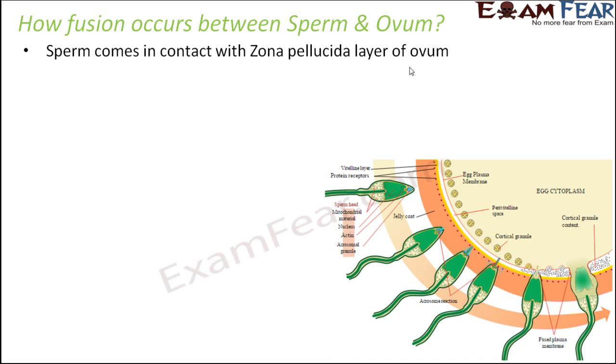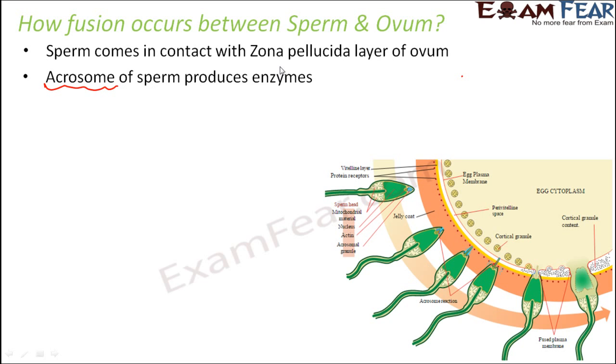Now, typically what happens is the sperm comes in contact with the zona pellucida layer of the ovum. You remember the outer protective layer of the ovum, the zona pellucida layer, which is the thick layer formed immediately after fertilization? Yes, I am talking about that layer. So the sperm will come in contact with the zona pellucida layer, and the sperm has its head. You remember, the head has a cap which is called the acrosome, and the acrosome has certain enzymes. And what do these enzymes do? These enzymes help in hydrolysis.